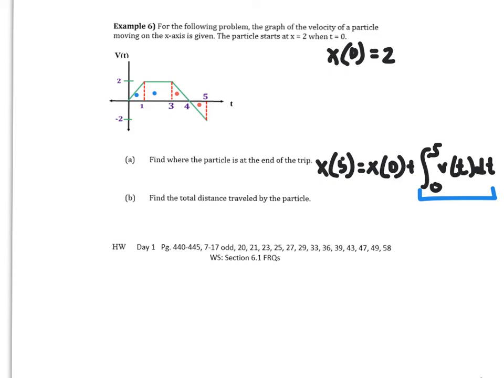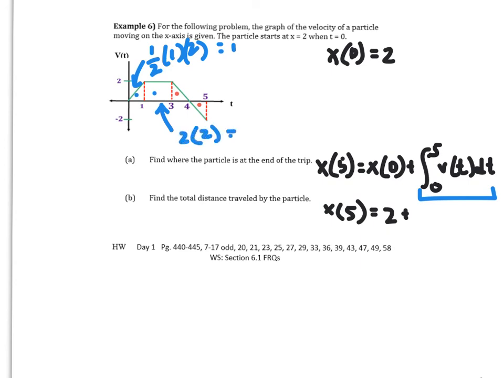So x sub 5 will equal the initial position, which is 2, plus whatever the blue areas are that I've calculated there. It looks like the first area will be a triangle. That'll be 1/2 base times height. Looks to me like that'll end up being 1. And the second one will be base times height, which is 2 times 2, which is 4. So the total distance traveled there would be 5, and the position at time 5 would be 7.